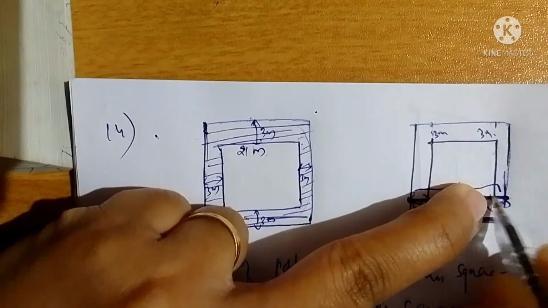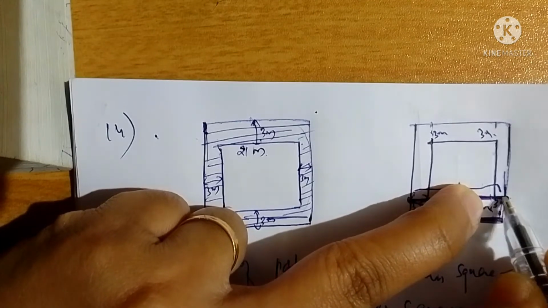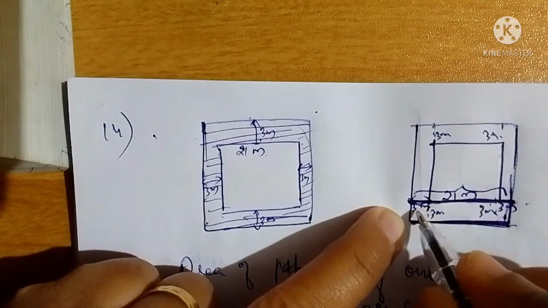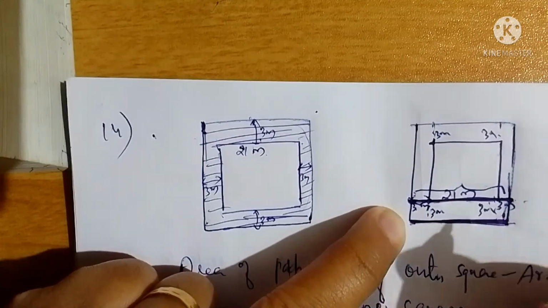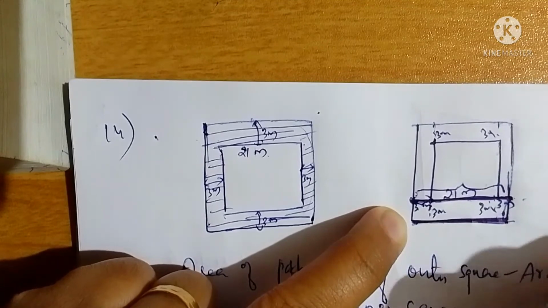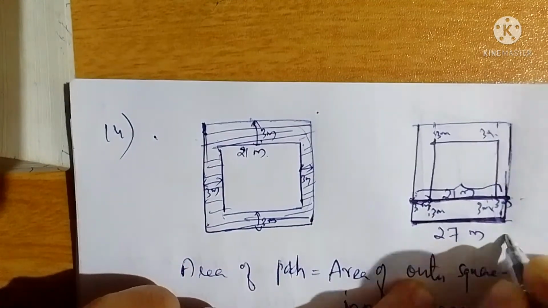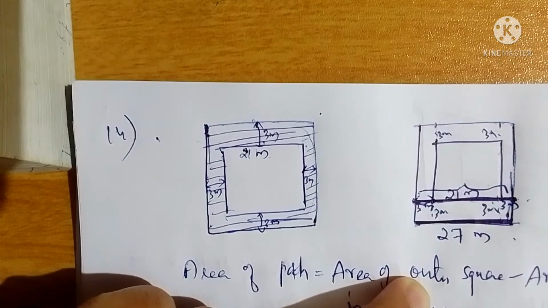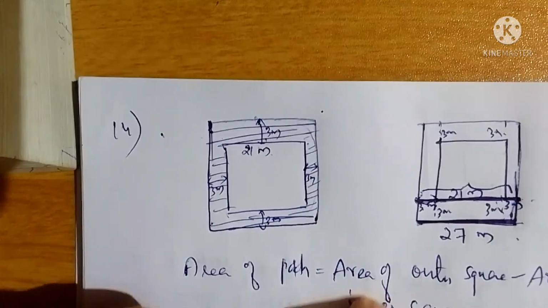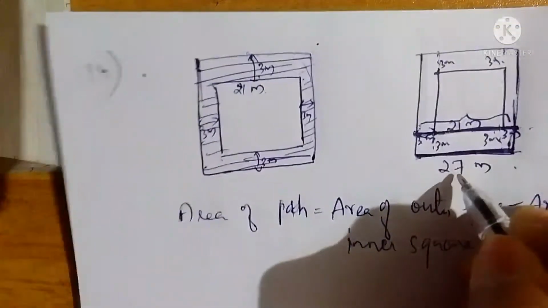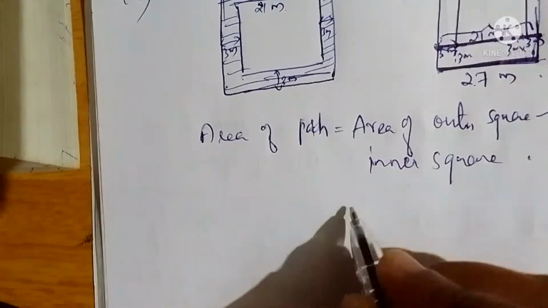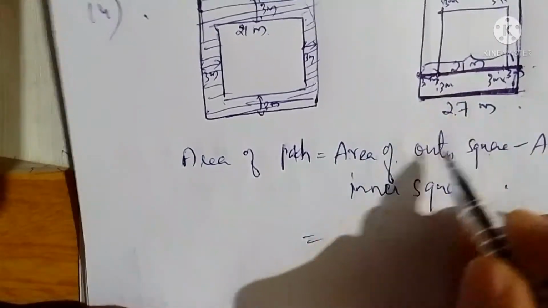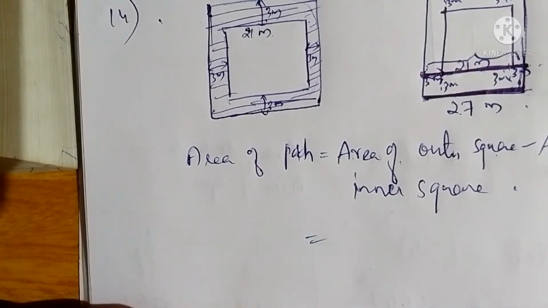Now again, from this point to this point it is width of the path, that is 3 meters. So total what you will get: 3 plus 21 plus 3, 21 plus 6, you will get 27 meter. So that will be the side of outer square. So if you get the side of outer square, we can find its area. It will be side square. Area of square formula, it is side whole square.